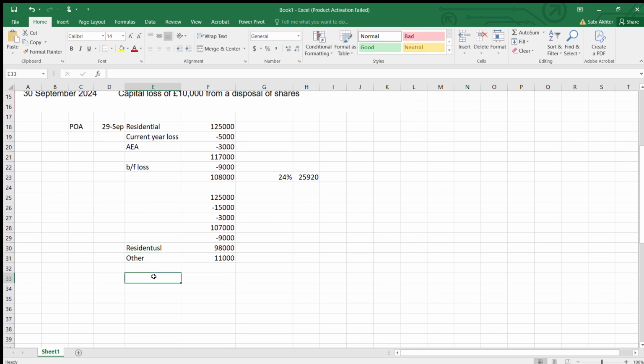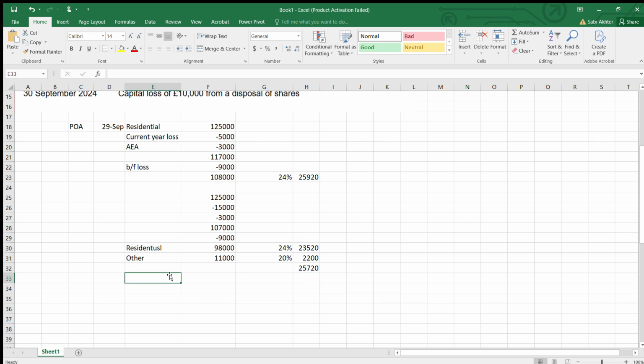Now calculate CGT. When you are taking CGT, is a higher rate. So this 98,000 will be taken at the residential property 24%. This 11,000 will be taken at the 20%, the higher rate. Next, I have to put the equal sign. 25, 7, 20.